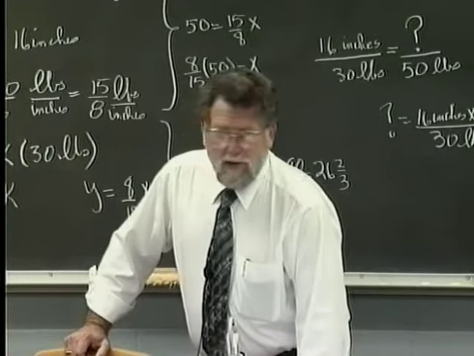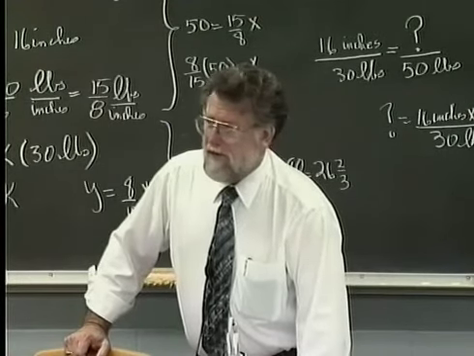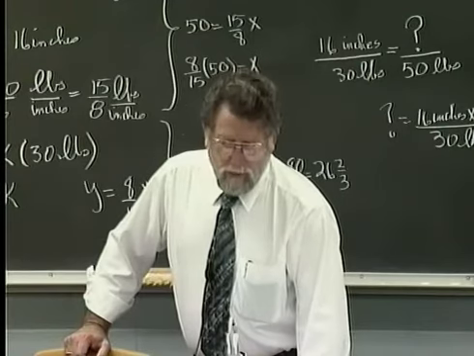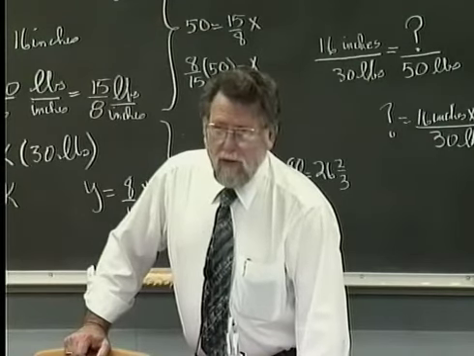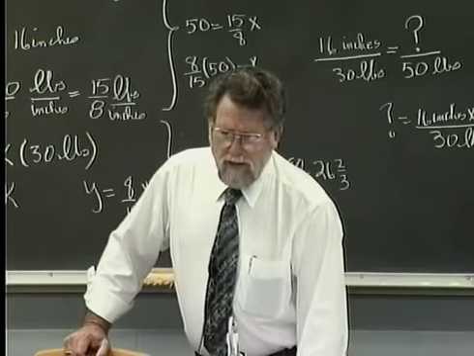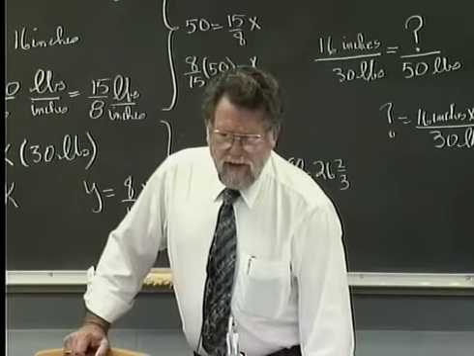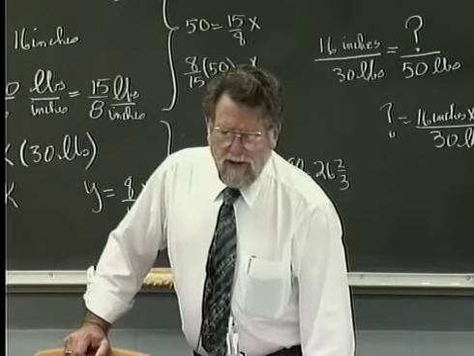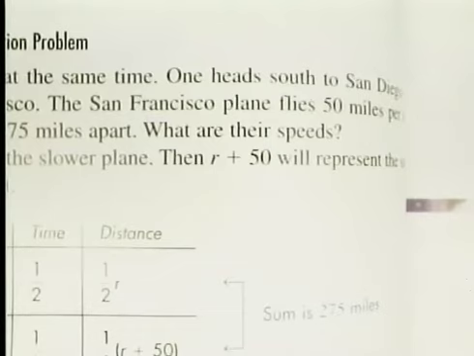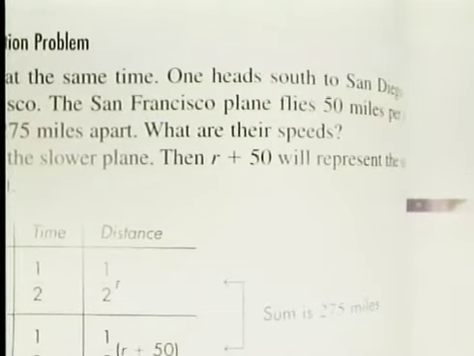Not unusual, two planes having different flying speeds. Question: what are you told about the information in this problem? Let's see if I can get it stated here. Okay, the plane going to San Francisco is going to go 50 miles per hour faster than what? The one to San Diego.